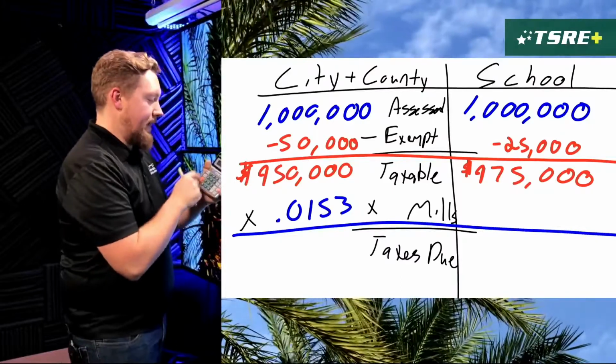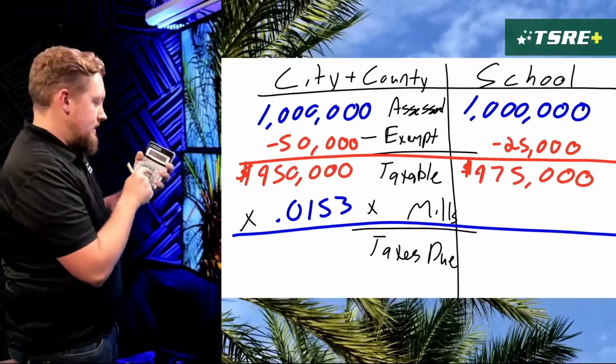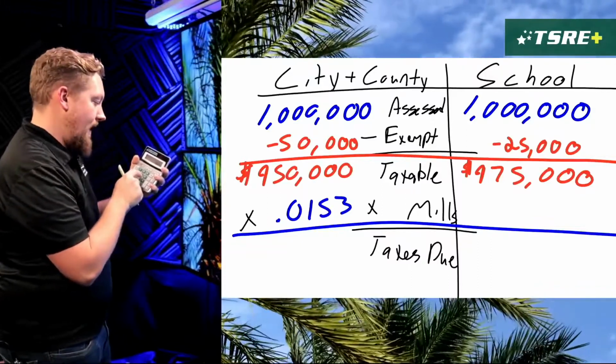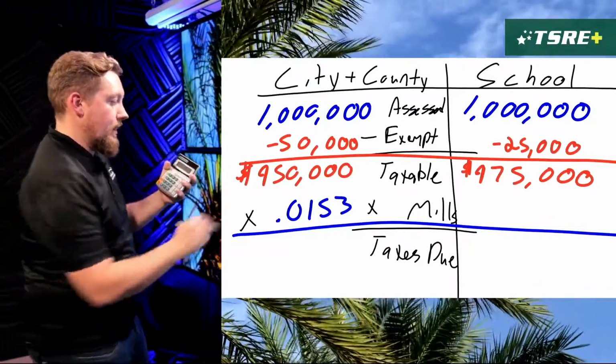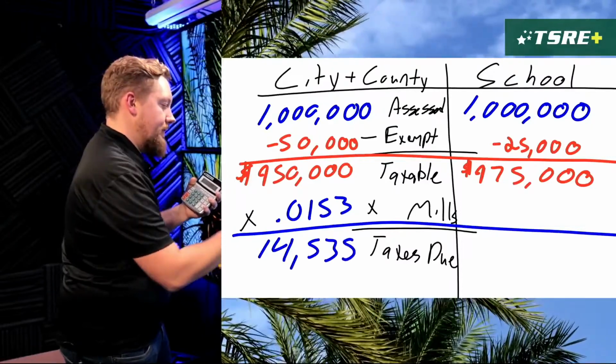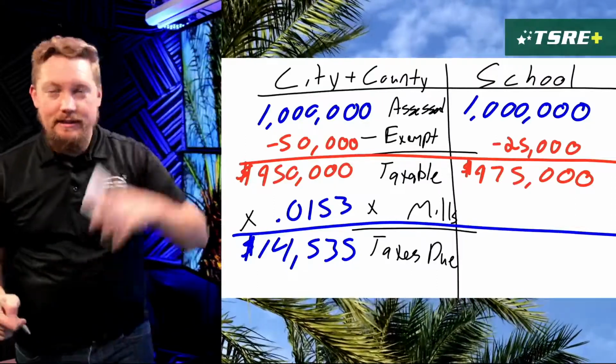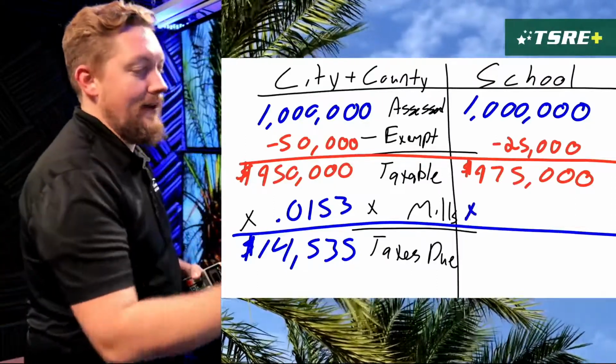And when we put that in our calculator, $950,000 times 0.0153, we're going to get $14,535. And that's just for the city and county. Let's head over to the school board side and calculate that one.